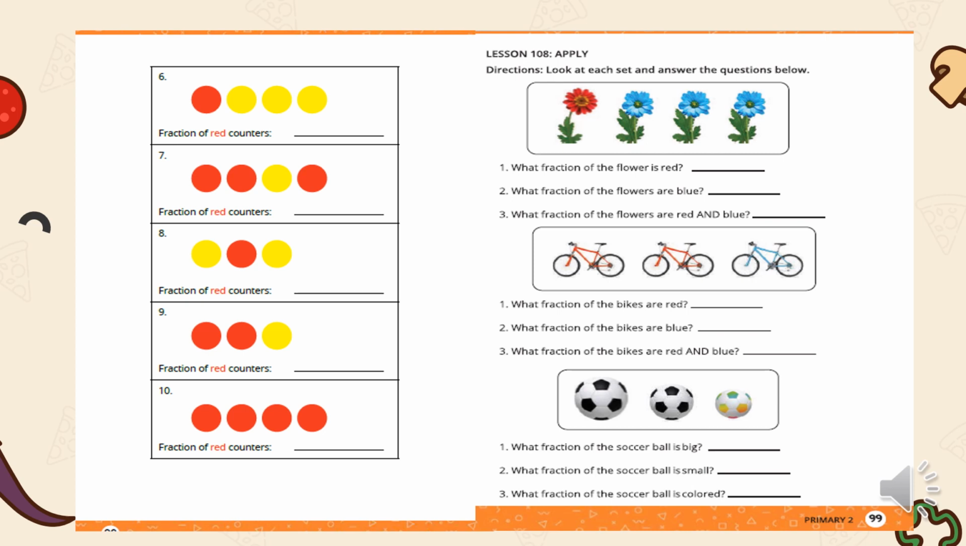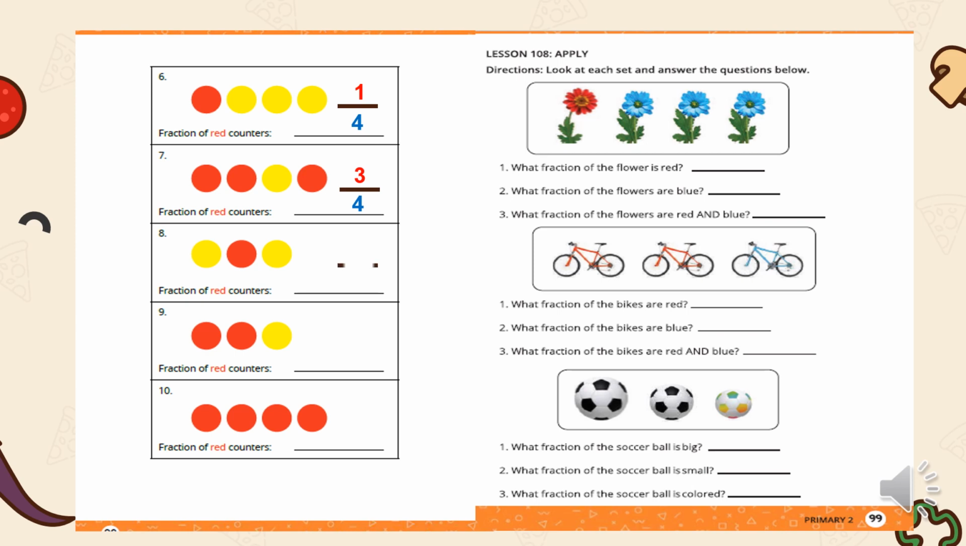Let's complete number 6, fraction of red containers. First, the total parts are 4. How many red? Just 1. So the fraction is 1 over 4. Number 7. The total parts are 4. How many red? They are 3. So the fraction is 3 over 4.